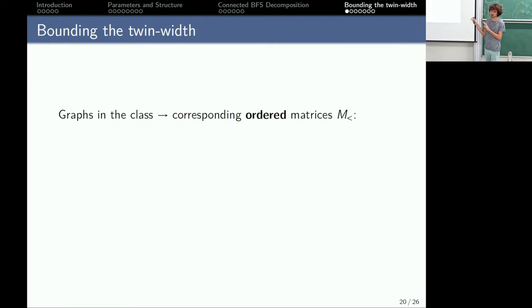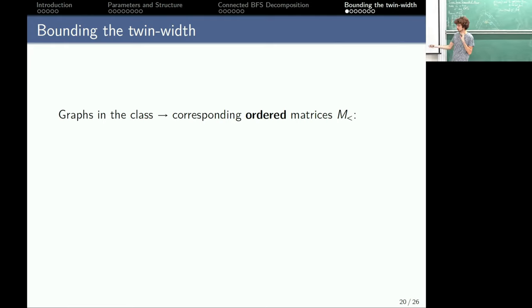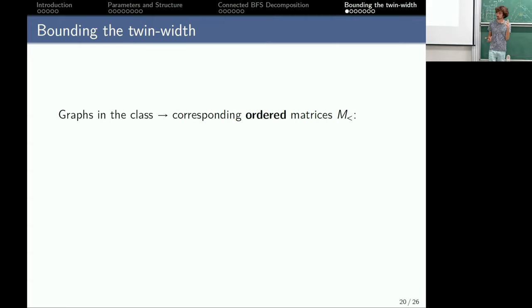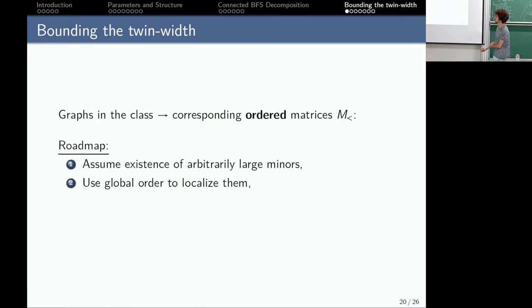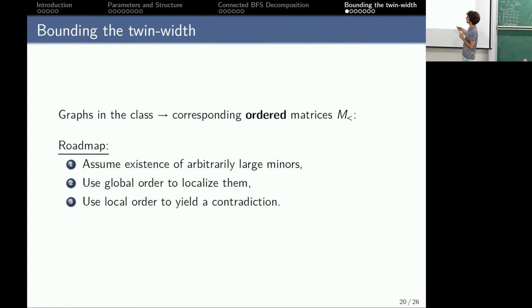So for each graph in the class, we have found this order, right? We have these graphs and sigma, so we can have a class of all the matrices, and we say, if I have arbitrarily large grid minors, I can find in the class a theta-free graph that has this grid minor. So we assume that there exist arbitrarily large grid minors. We use the global properties of our order to say that if there is a large grid minor, there must also be one in a local zone, and then get the contradiction in a more local way.